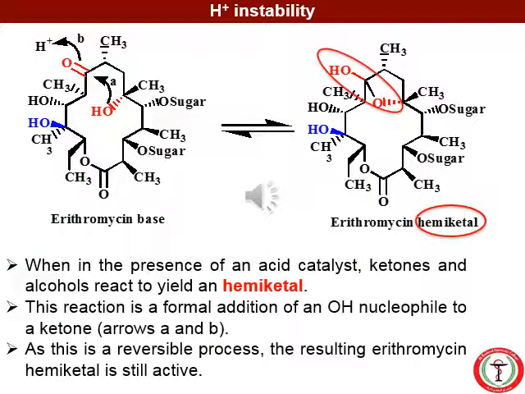So the formation of the hemiketal, which is formed by the reaction between the ketone group in red and the alcohol group in red color as well, in the presence of stomach acid. The structure on the left showing the erythromycin base and ketone and hydroxyl group before the reaction with acid, and the structure on the right showing the link or the connection between the ketone group and the alcohol or hydroxyl group in red to form the hemiketal.